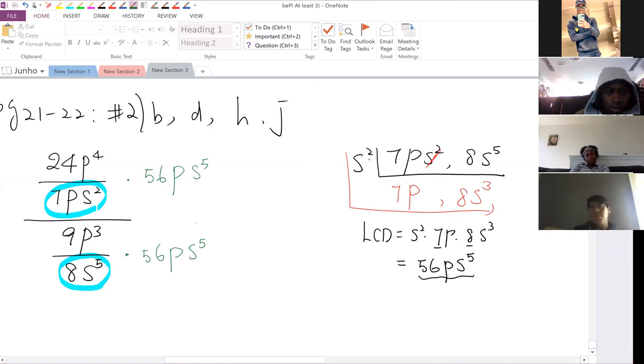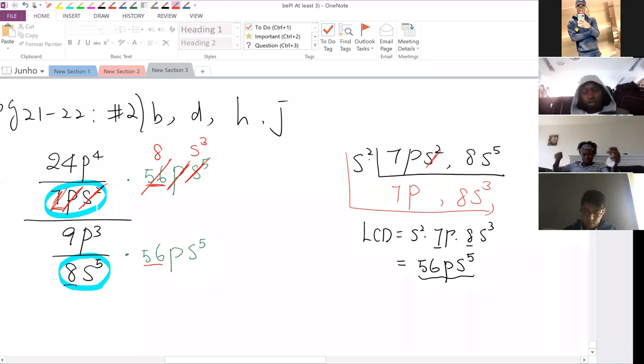Okay, now we try to simplify. What we do is dividing first, otherwise the number will be really big. So 56 divided by 7 is going to be what? 8. And then P is gone. Now S squared becomes S cubed. The same thing on the denominator, 56 divided by 8 is 7, so it becomes 7. And then S fifth is gone.